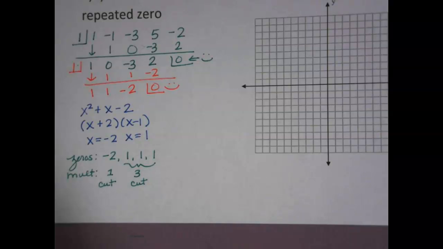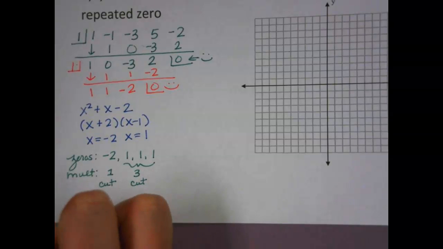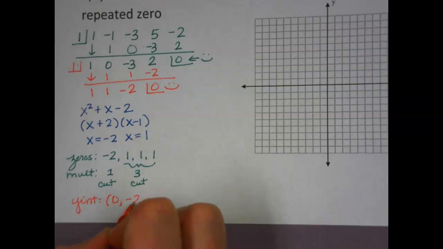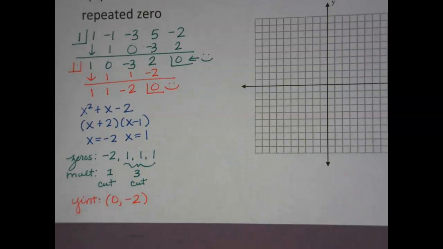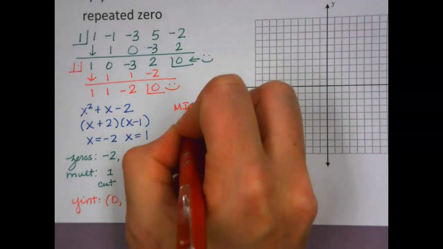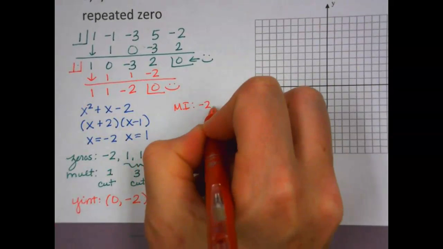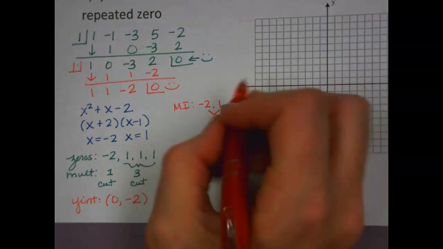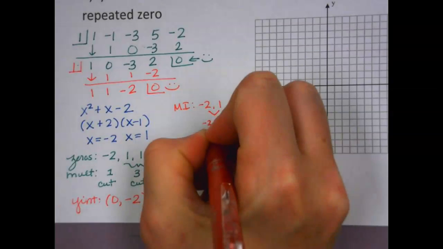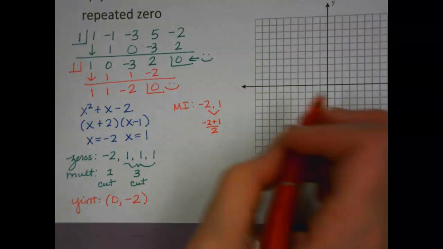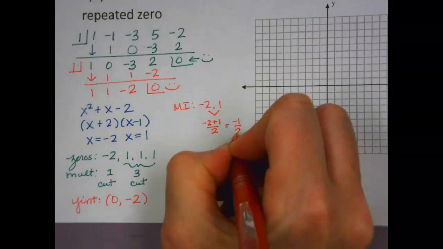Then we need to locate the y-intercept. That's when we put a 0 in for x, and all the terms with an x go away, and we're left with that constant value of -2. Then we need to look at our mid-intervals. We're going to abbreviate that MI. We only have 2 zeros, so -2 and 1. We're finding the average of those. -2 plus 1. I'll write the actual math down here in case you forgot how to find an average. -2 plus 1 divided by 2, so -1/2.